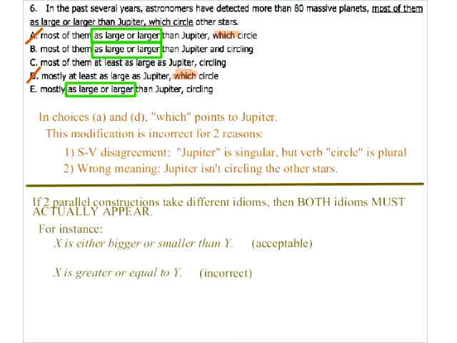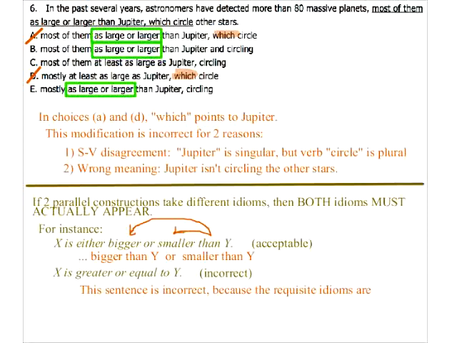The reason the first of these is acceptable is that bigger and smaller both go with than. You could say bigger than or smaller than, but you don't have to. The idea is that this instance of than works with both of those. It's bigger than Y or smaller than Y, and that's all covered by what's written in that sentence. On the other hand, the problem here is that you don't say greater to, you say greater than. So this sentence is incorrect because the requisite idioms are greater than and equal to.